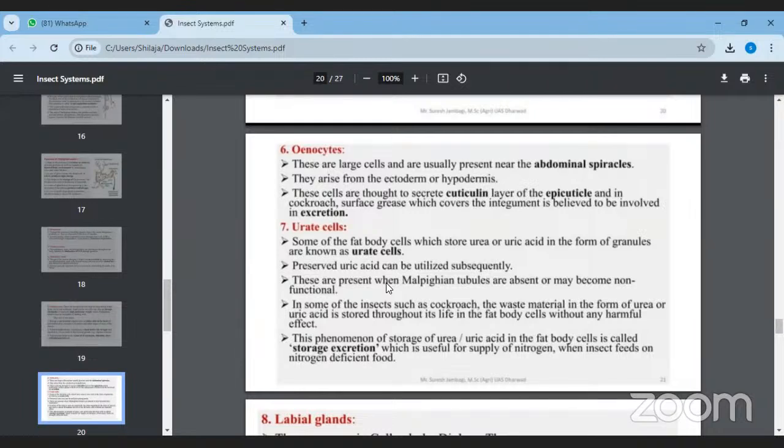In some insects such as the cockroach, the waste material in the form of urea or uric acid is stored throughout its life in the fat body cells without any harmful effect. This phenomenon of storage of urea or uric acid in the fat body cells is called storage excretion, which is useful for the supply of nitrogen when the insect feeds on nitrogen-deficient food.